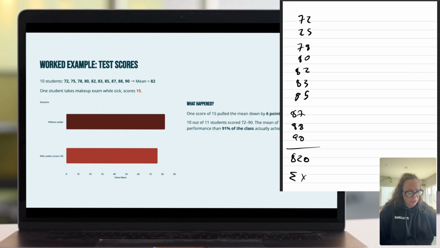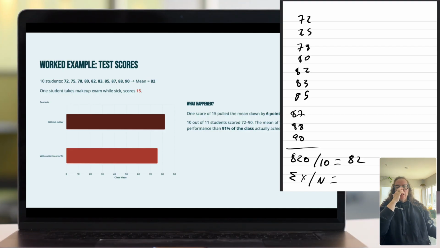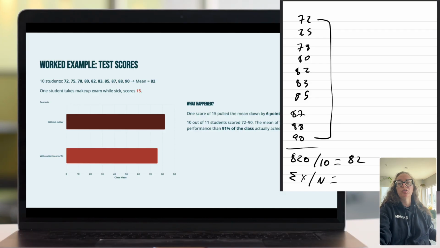How many values are there? 1, 2, 3, 4, 5, 6, 7, 8, 9, 10. Okay, so 10 values. So you take the sum of X, 820, divided by 10, divided by N, right? Which equals the average, the mean. So the mean is 82. And all students scored between 72 and 90. That was the range. Everyone is within 10 points of the mean. So that's a reasonable deviation.